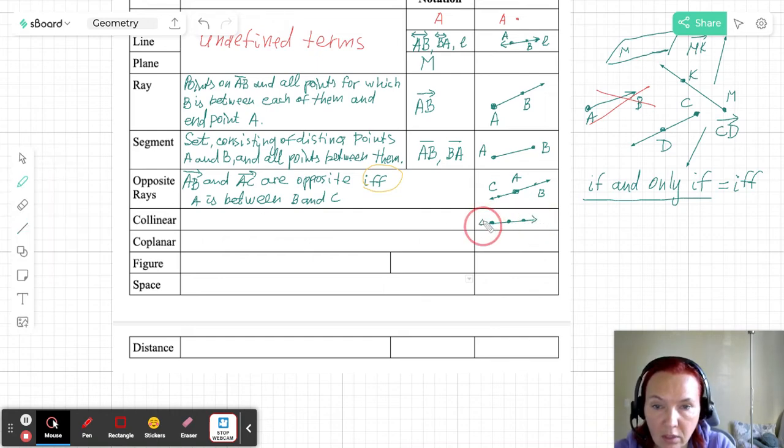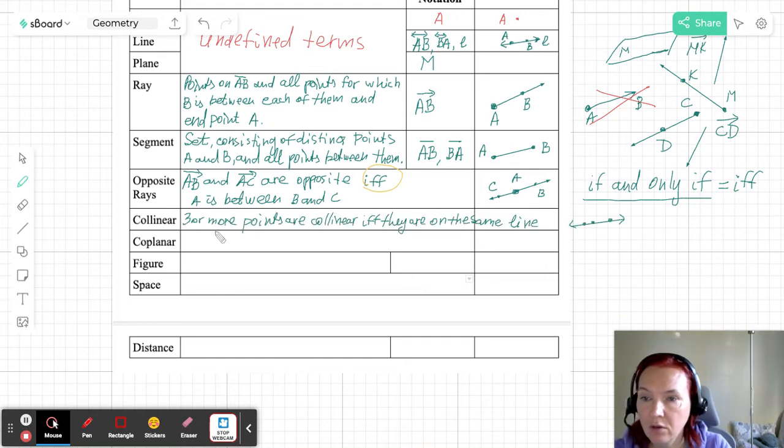I'm going to label the ends, and let's write down the definition for this. Three or more points are collinear if and only if they are on the same line. I went a little bit over here. So once again, three or more points are collinear if and only if they are on the same line.